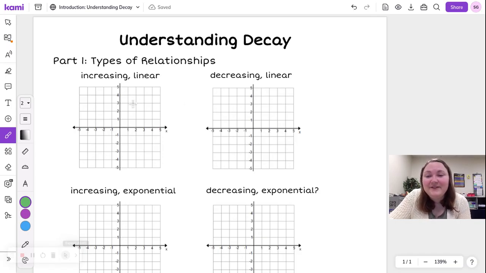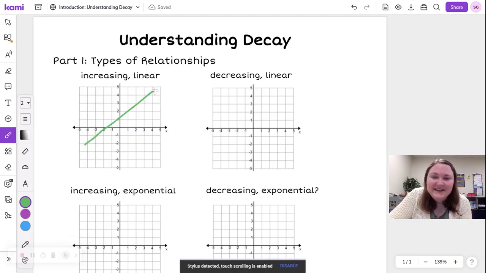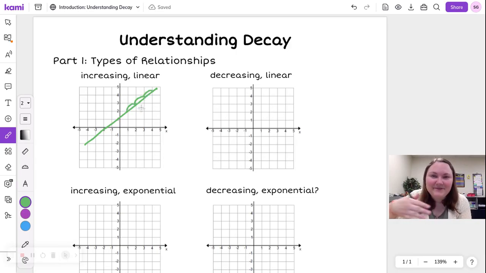We saw you can have situations that are linear where the numbers are increasing. On a graph, it might look something like this, where you're adding the same amount every single time. That was a really big part of being linear. We also have seen situations where something is decreasing by the same amount. So it's still a linear relationship. It would still be a straight line, but every single time it decreases by the same amount. That would be a linear relationship where those numbers get smaller.